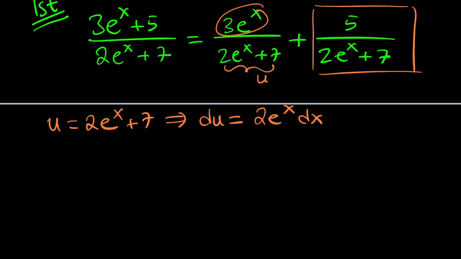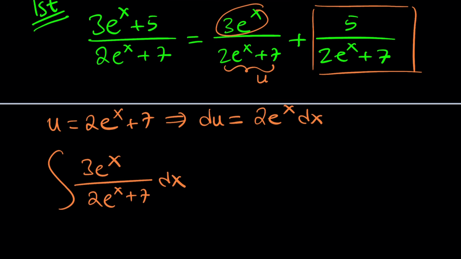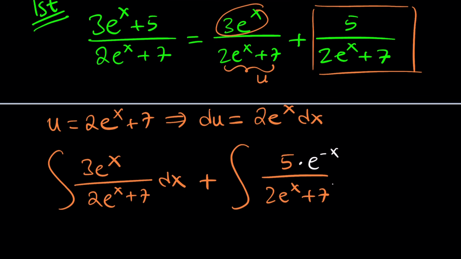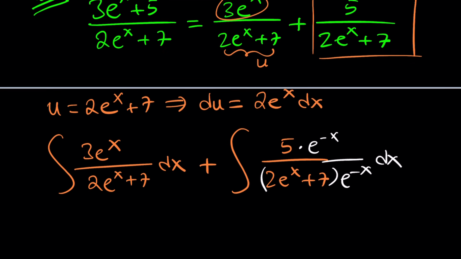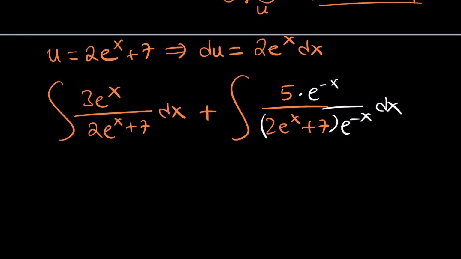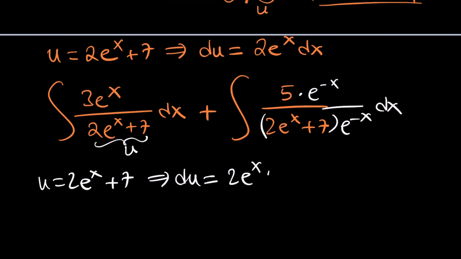So, okay, for the first part, we have 3e to the x divided by 2e to the x plus 7 dx. And then for the second part, we have 5 over 2e to the x plus 7 dx. But I'm going to go ahead and multiply this by e to the negative x and e to the negative x. And of course, do not forget the dx. Now, here we call this u, and u equals 2e to the x plus 7. We've done that before, but anyways, we can do it again. du equals 2e to the x dx.